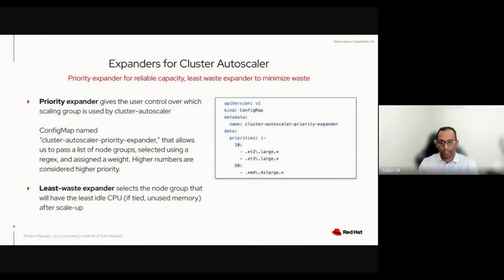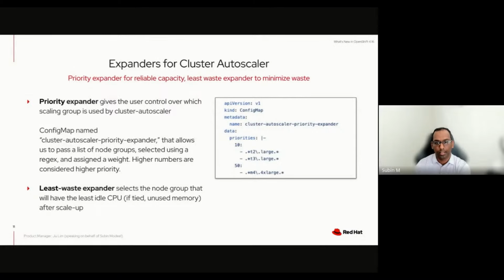Thank you, Joe. In 4.16, we have provided 2 new expanders for our users. The first one is the priority expander. This is configured using a config map named cluster-autoscaler-priority-expander, where you need to list the node groups with the priorities. So for example, if you have a GPU and you need the GPUs to be used, you can set the higher priority in this config map.